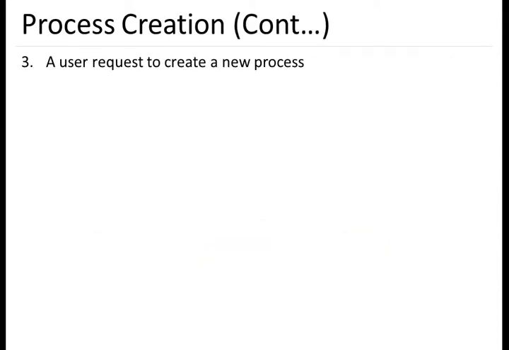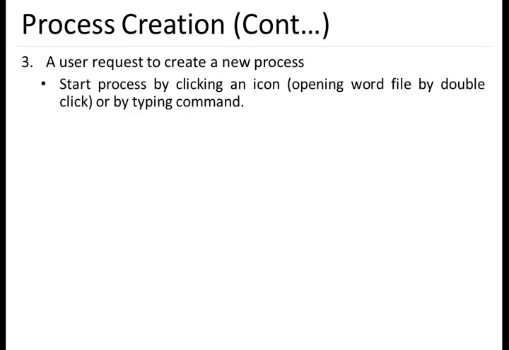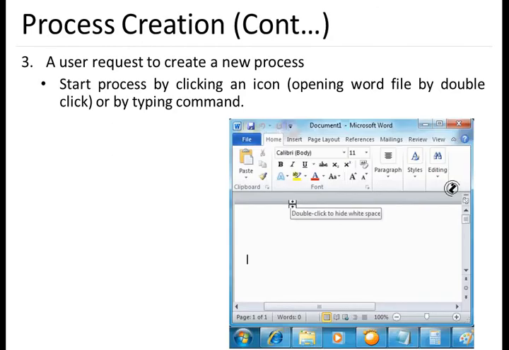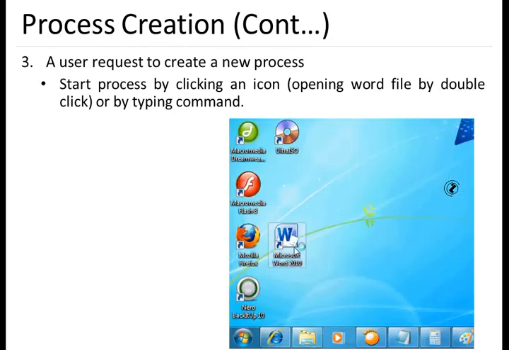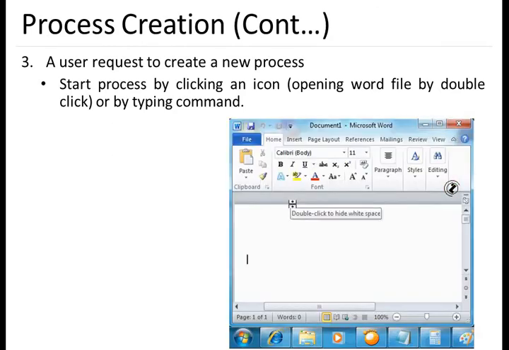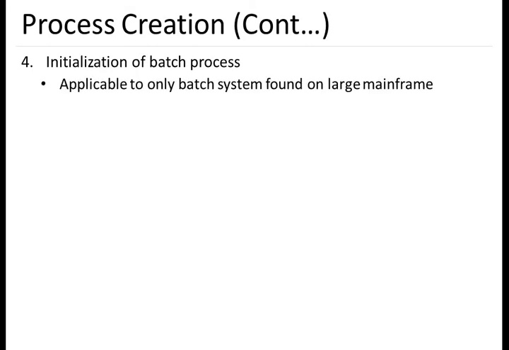After that, a user requests to create a new process, for example, starting a process by clicking on an icon. Whenever you double click or execute a command, you are creating a new process. For example, if I open Microsoft Word, it is also called a process. Then there is initialization of a batch process, but usually it is applicable only to batch systems found on large mainframes.